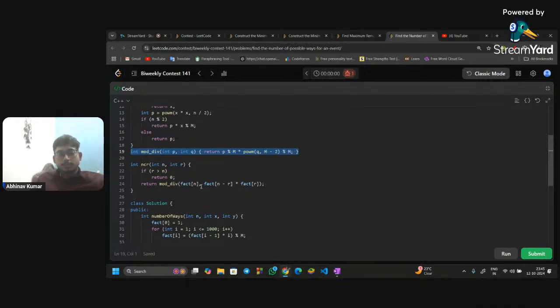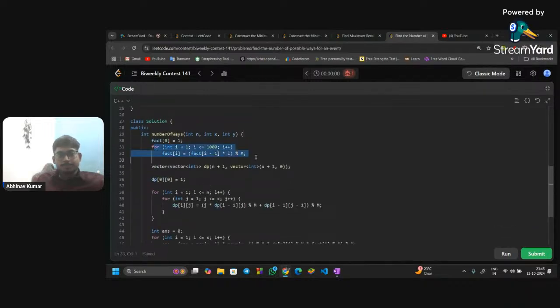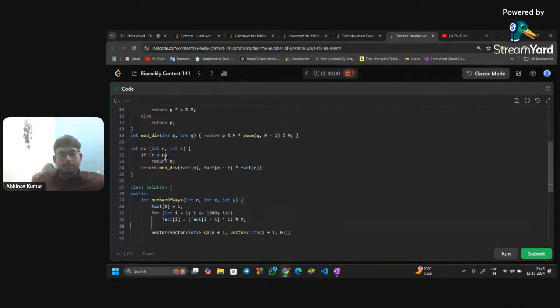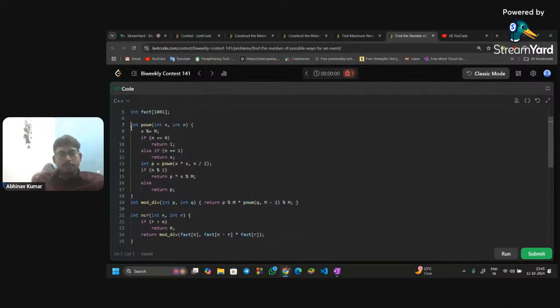So the denominator would be converted to a modulo inverse. So I've written a mod div function, and the factorials are pre-computed already in my fact vector. Okay, so my nCr is going to be factorial n divided by (n minus r) factorial into r factorial.